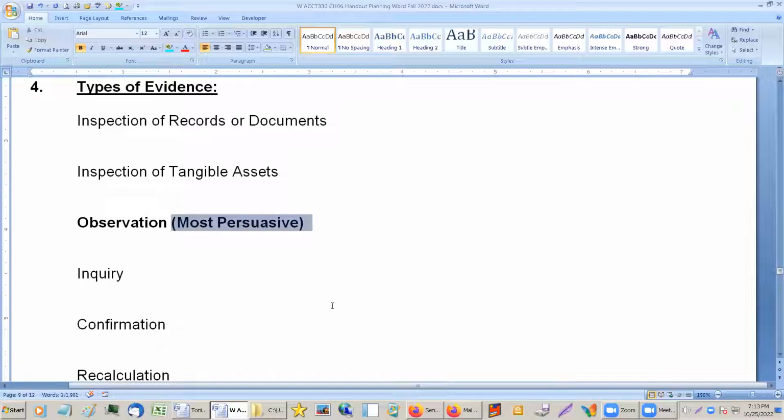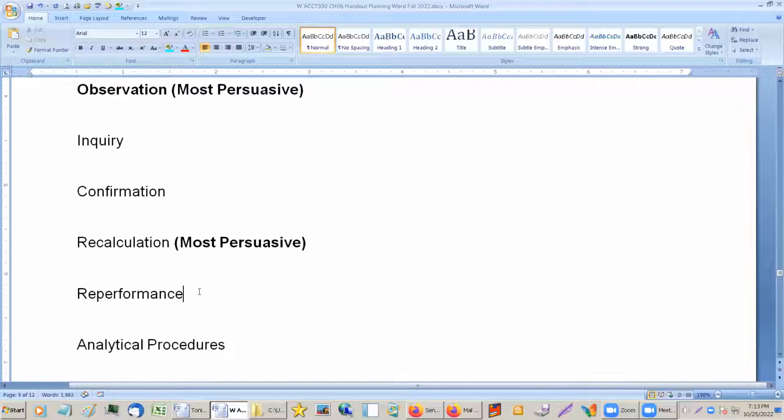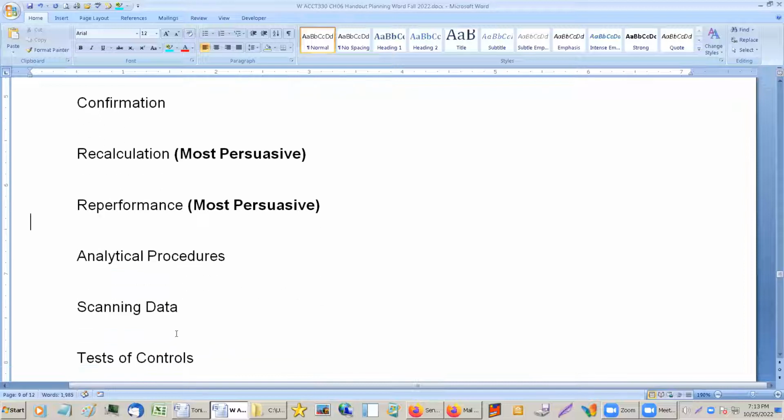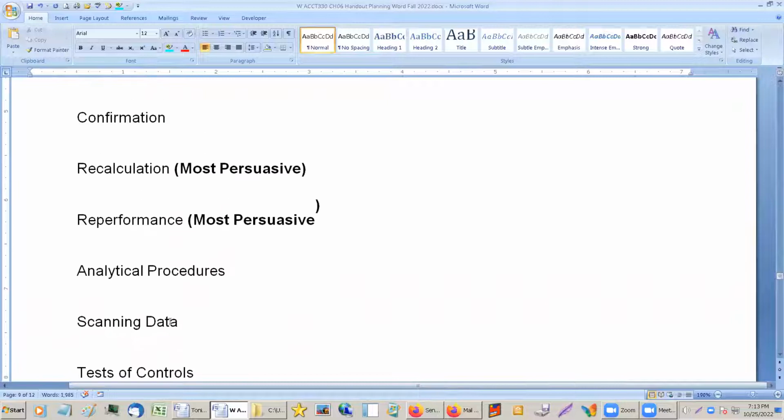Anyway, so observation is anything that you do by yourself, on your own, which is actually more persuasive than, say, asking other people about it. So observation is a good one. Recalculation is a good one. Reperformance is a good one. So those are all very persuasive ways of getting evidence.